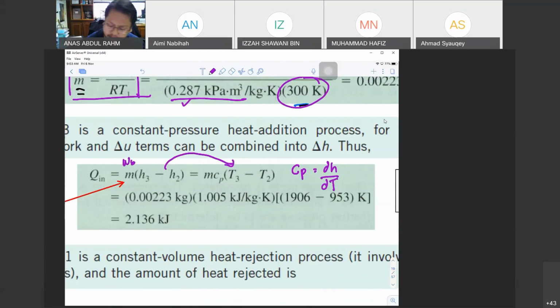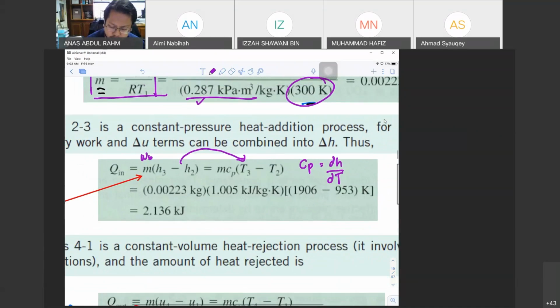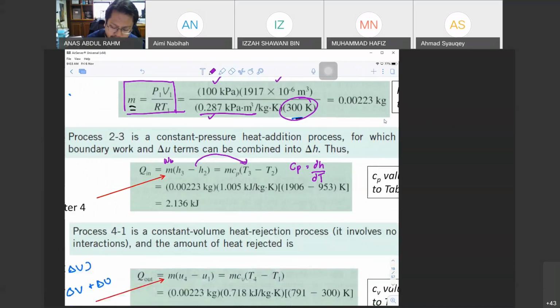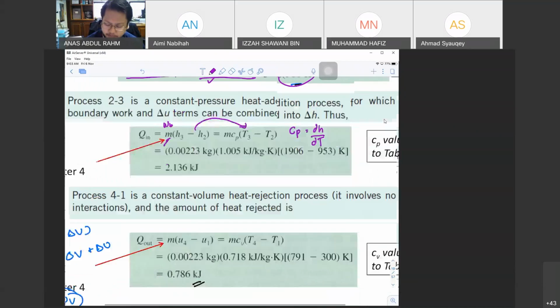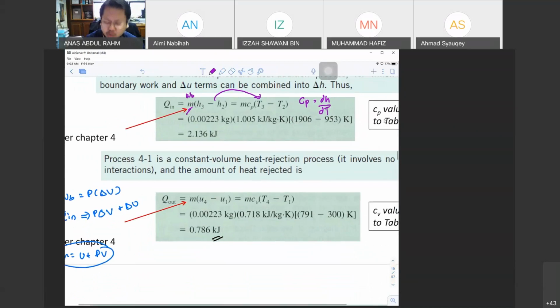Okay, from here, we calculated M before, so it is all substitution. You have all the values from before. Next, for 4 to 1, it is a control volume heat rejection process, so you are dealing with U. M(U4 minus U1). Again, to highlight, Q equals dU/dt, so from U, you can get M Cv (T4 minus T1).